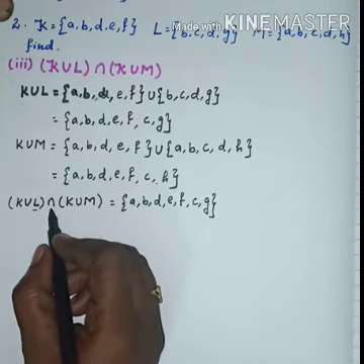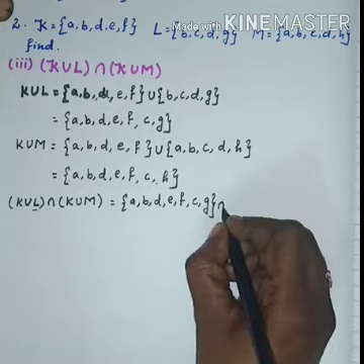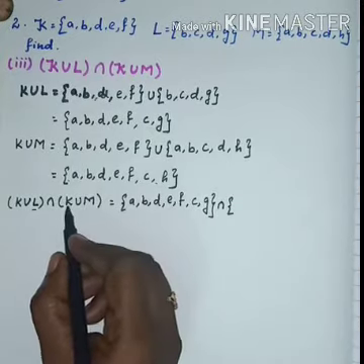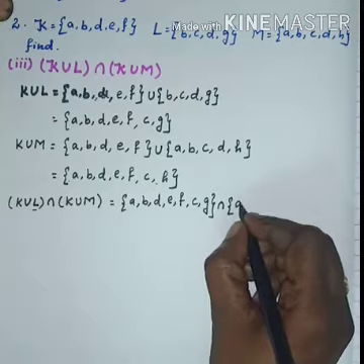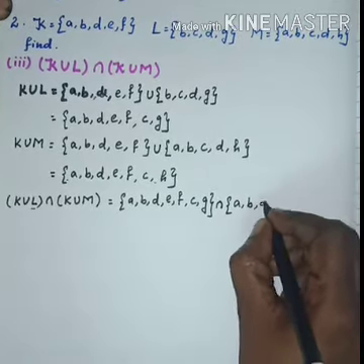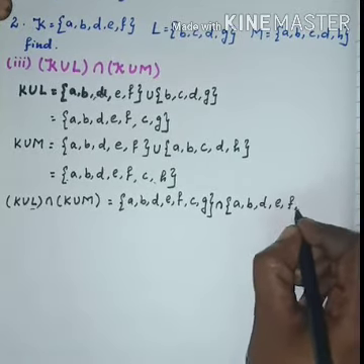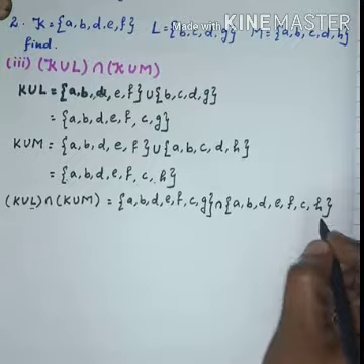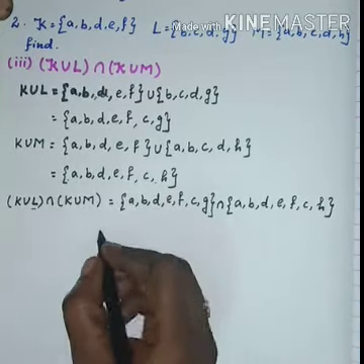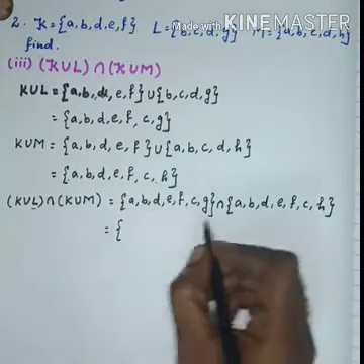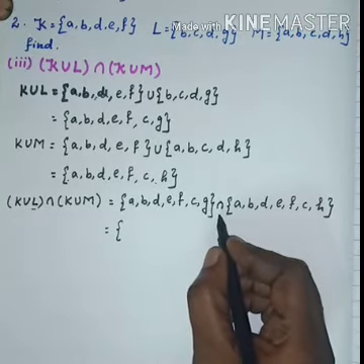And then what is the symbol? Intersection symbol. And then what are the elements of K union M? K union M is nothing but A comma B comma D comma E comma F comma C comma H. These are the elements of K union M we found here. Okay, so in between the sets we have the intersection symbol here.